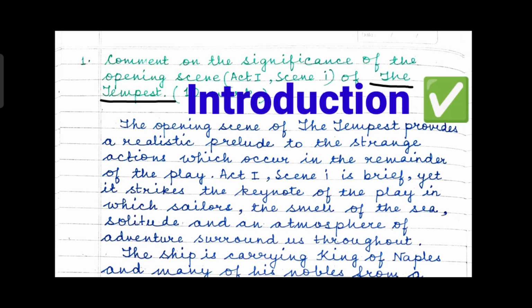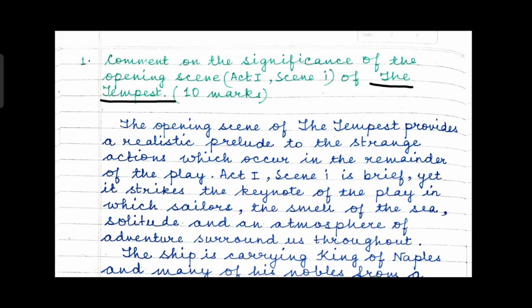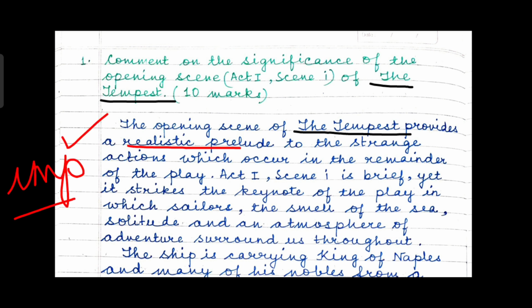Incorporate 2 or 3 very important points in the introduction itself. Read this introduction and try to understand the concept. The opening scene of The Tempest provides a realistic prelude to the strange actions which occur in the remainder of the play. So, this is an exposition, an introduction to the strange occurrences that will happen in the remainder of the play. So, realistic prelude, very important, point number 1.